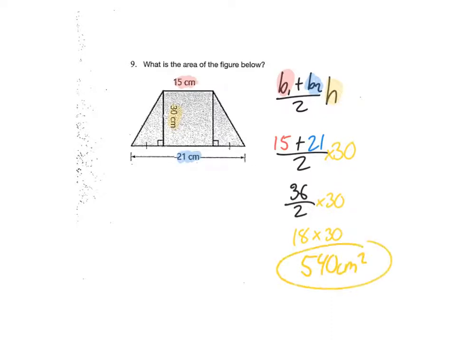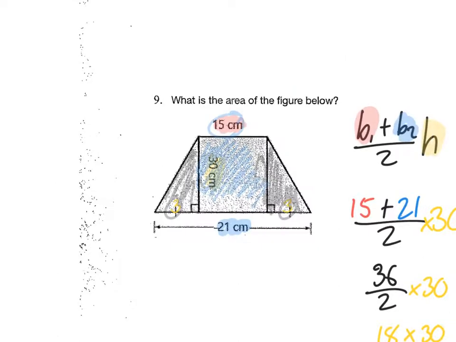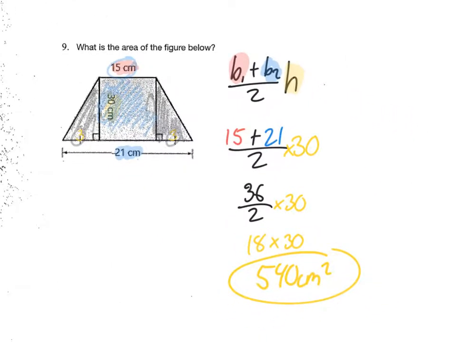Again, I think this is the easiest way to go at this one. However, if you needed to, I could do 21 minus 15 and divide it by 2, and that would tell me that this side is 3 and that this side is 3. And I could do base times height divided by 2 for this triangle right here. And then I could do base times the height divided by 2. That would give me this area right here. And then for the rectangle, I could do the base times the height and find this area and add all of those up. I think that's a lot of steps. I think it's a lot of room for mistakes. I would highly recommend using this formula instead.